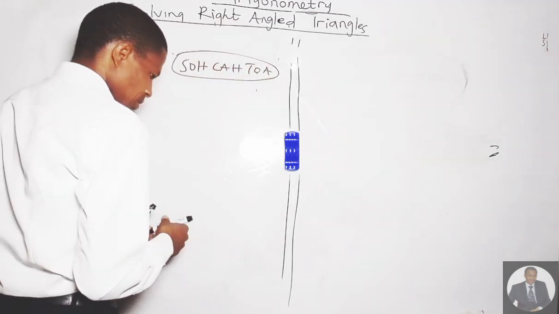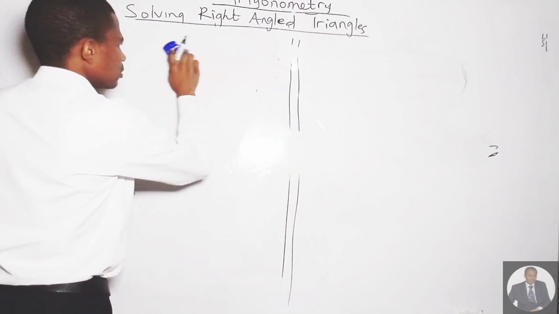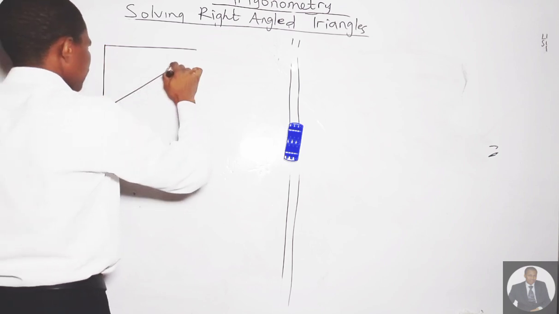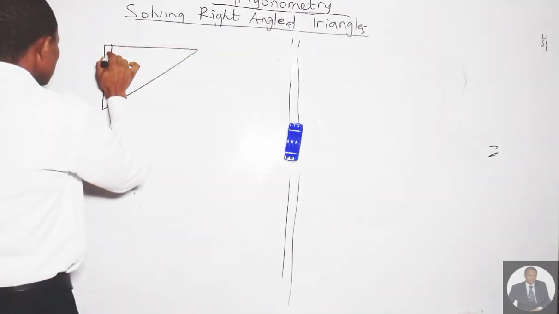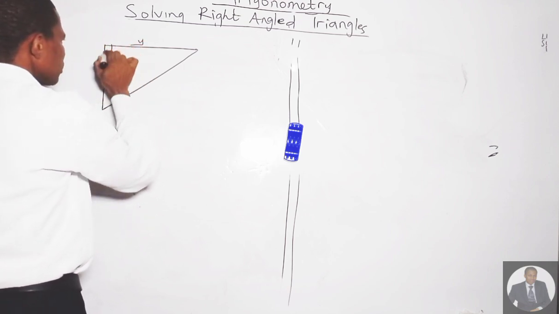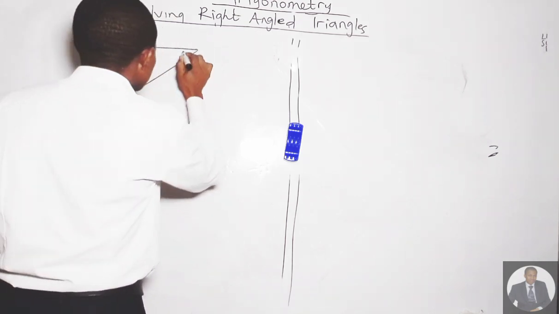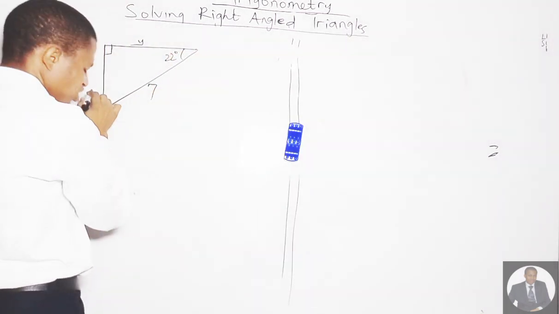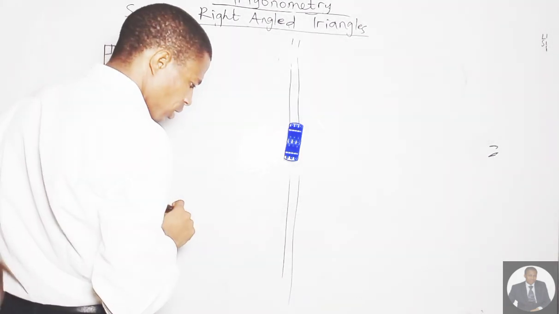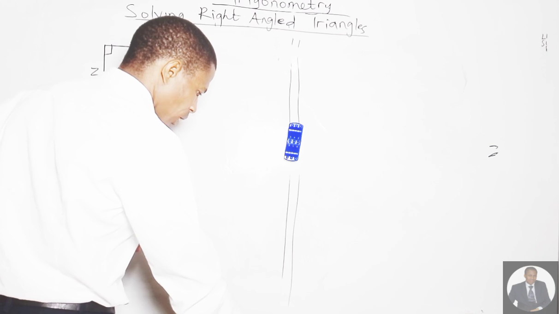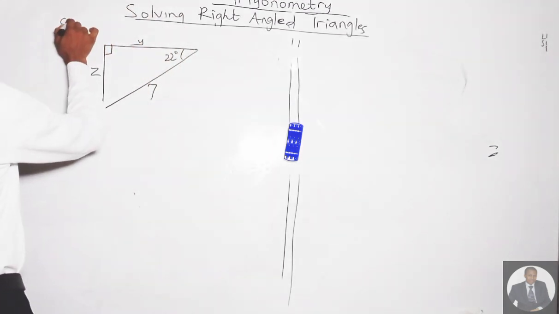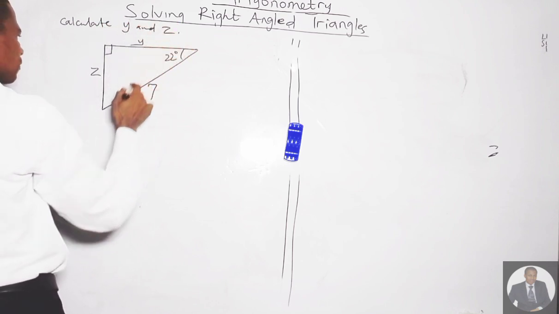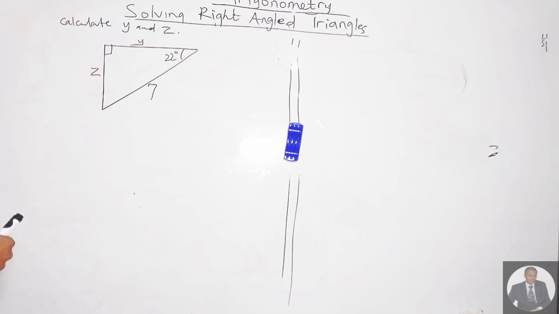Another question here. We have been given this right angle triangle, and this is y. This is 22 degrees, and this is 7. This is z, and we are asked to calculate y and z.